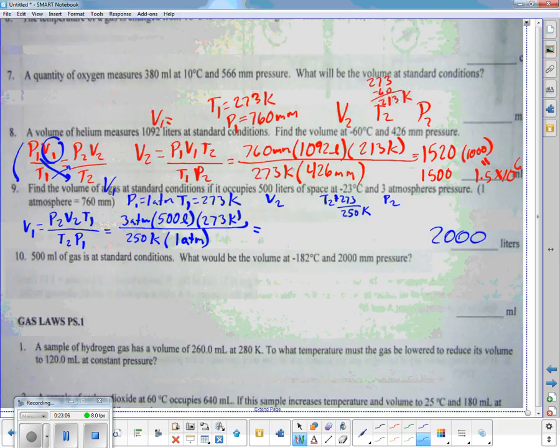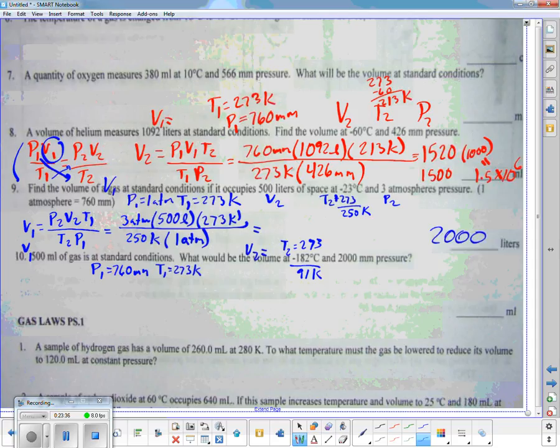Okay, last one here together. 500 milliliters of gas, that's my volume 1, at standard conditions. P1, I'm looking ahead, pressure is in millimeters, so I want to use 760 millimeters. And temperature is 273 K. What would be the volume? So I'm looking for V2. Here's my temperature. I'm going to add 273 to that, so you get 91. Okay, and here's my pressure too.